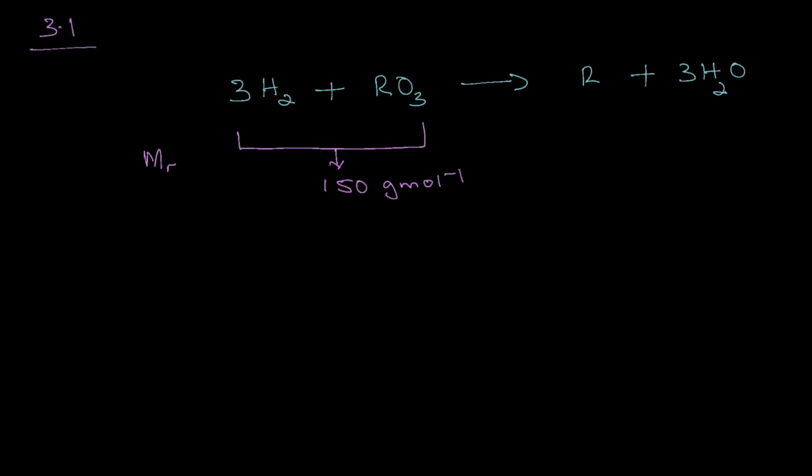Question 3. This question is about the extraction of metals. Element R is extracted from its oxide by reduction with hydrogen. The equation for the reaction is 3 H2 gas plus RO3 gives you R plus 3 H2O. Question 3.1. The sum of the relative formula masses (Mr) of the reactants is 150 grams per mole. Calculate the relative atomic mass of R.